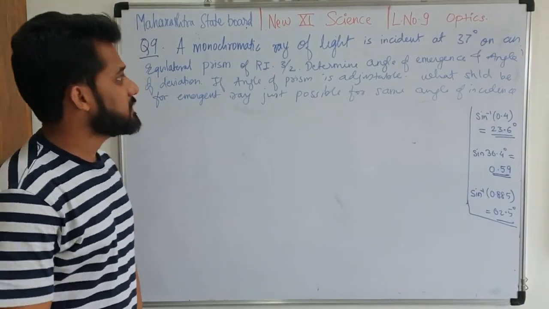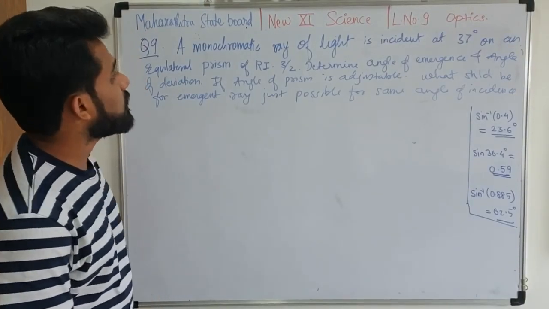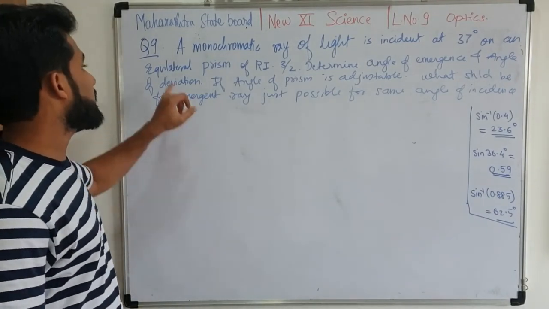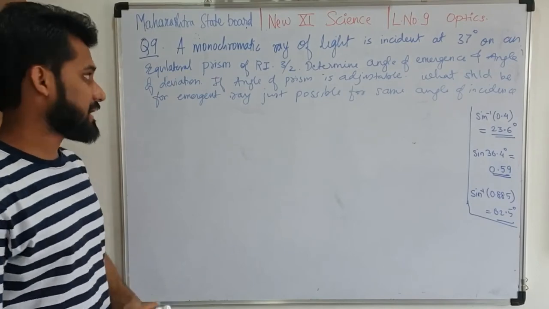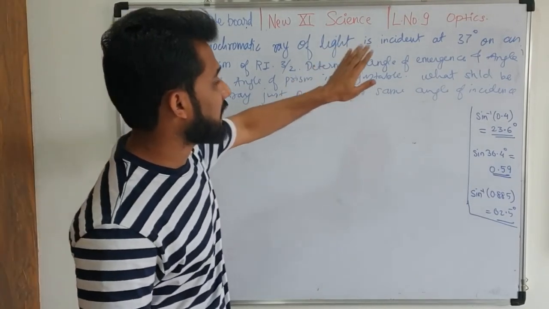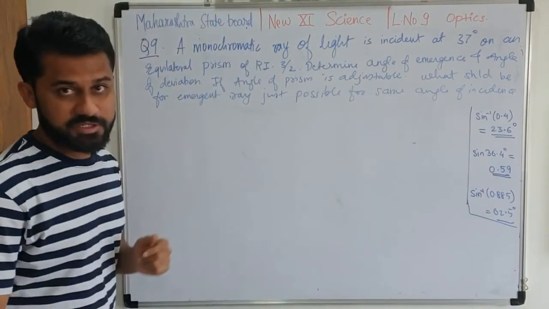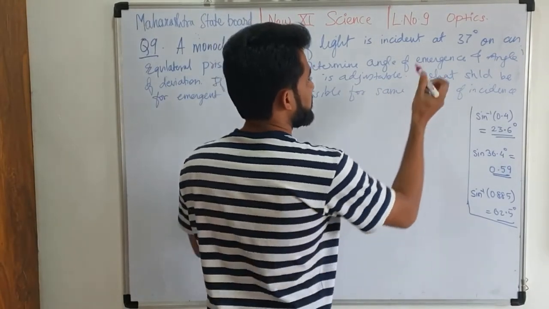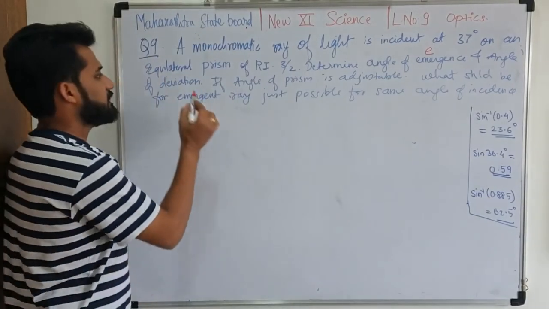Okay, so the next question is question number 9. A monochromatic ray of light is incident at 37 degree on an equilateral prism of refractive index 3/2. Determine angle of emergence and angle of deviation. That is the first question. We will find what is the value of E, that is angle of emergence, and angle of deviation delta.